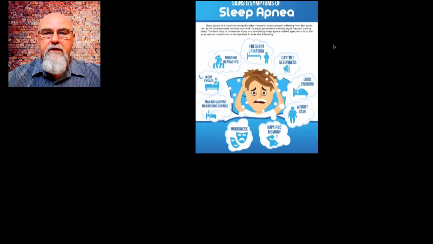The most common signs of sleep apnea are morning headaches. That tends to be common. Frequent urination, daytime sleepiness, loud snoring, that's often a classic sign, weight gain, impaired memory, moodiness, making gasping or choking sounds, especially if you wake up doing that, night sweats. Those are pretty common. Let's look at the Mayo Clinic.